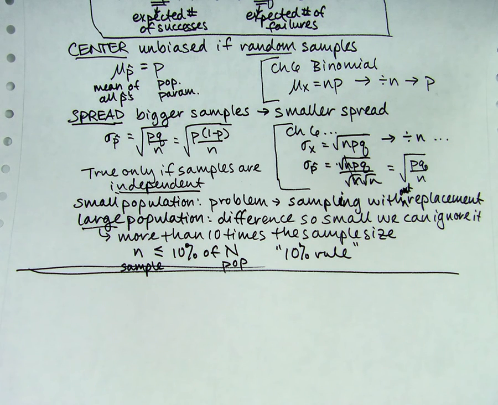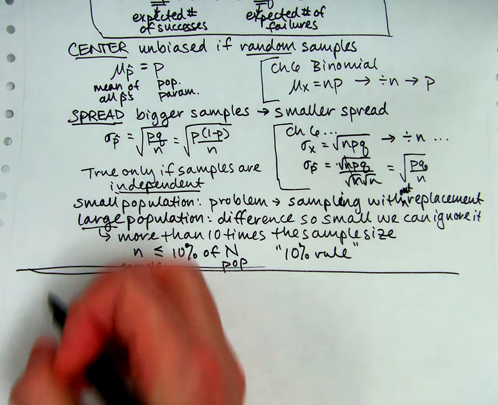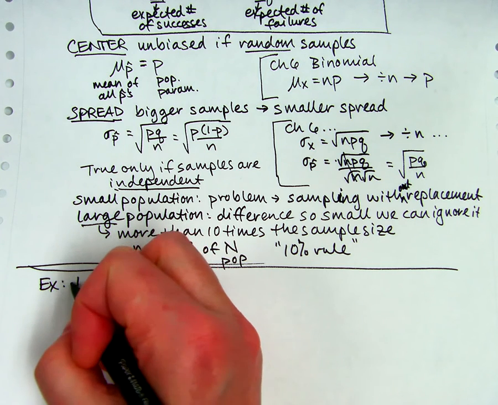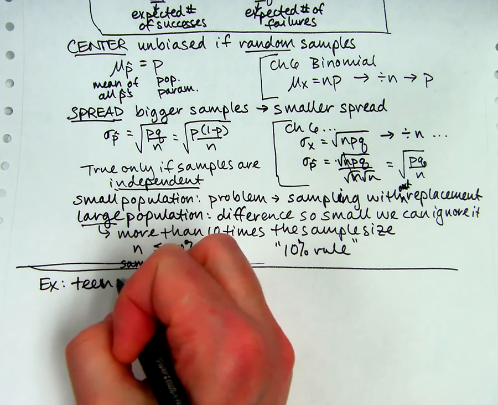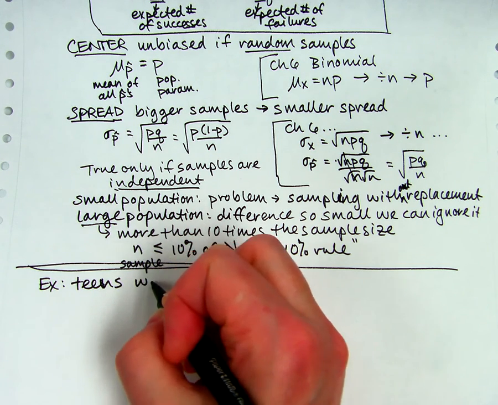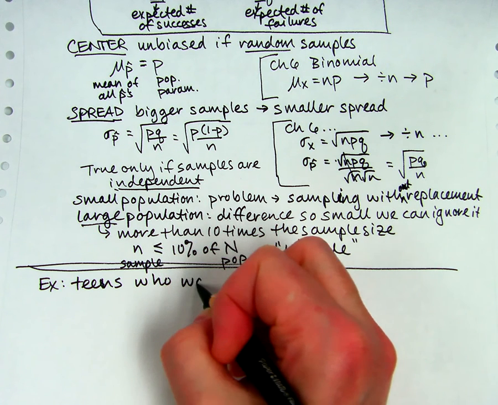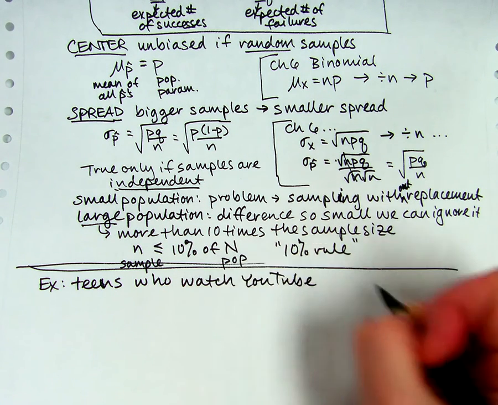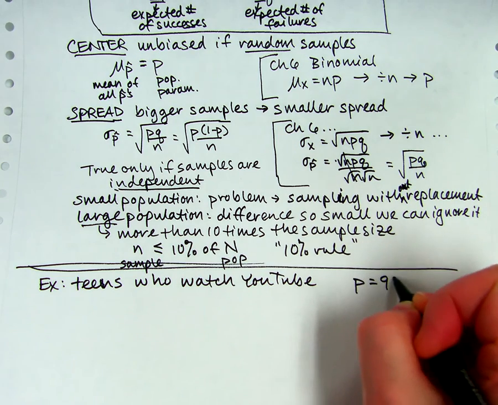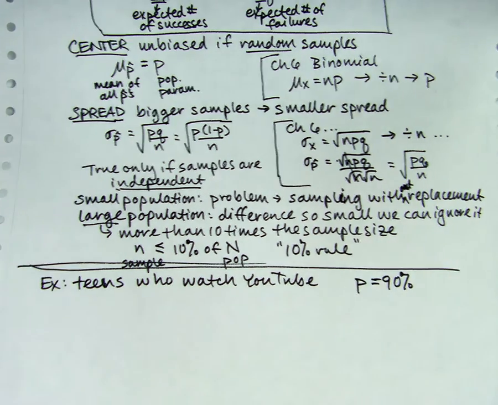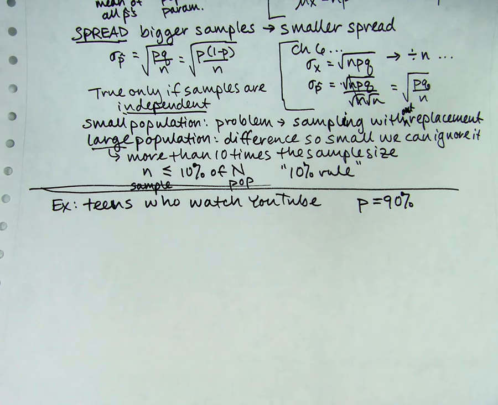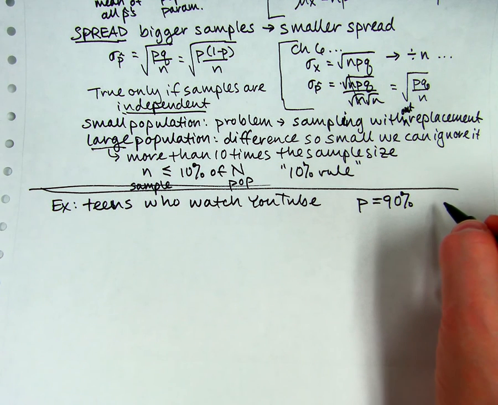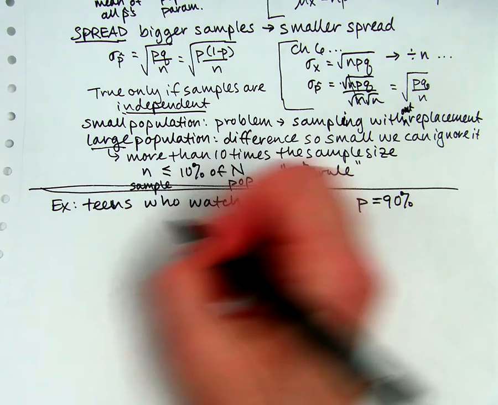So I'm going to do one quick example and then be done for today, and that is an example of finding shape, center, and spread in an actual situation. So let's say my population is teenagers. I want to know the proportion who watch YouTube, which is probably almost all of them. At the time that this data was gathered, it was 90%. Seems like it might be higher now, but there are some people who don't. And then out of this population of all teens, I don't know if this is in the US or worldwide, but either way, it's a huge population, right?